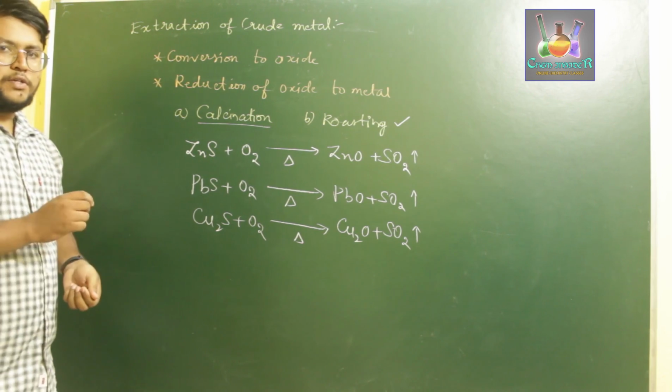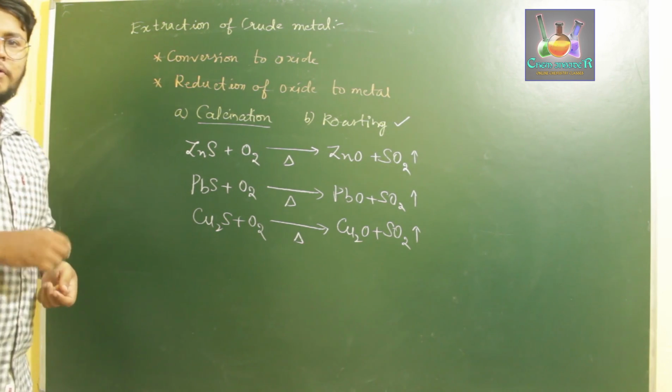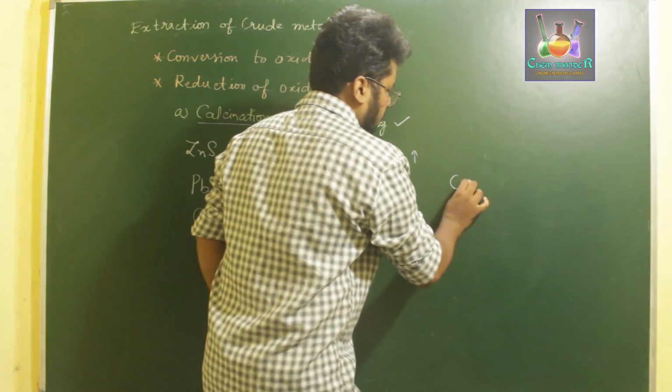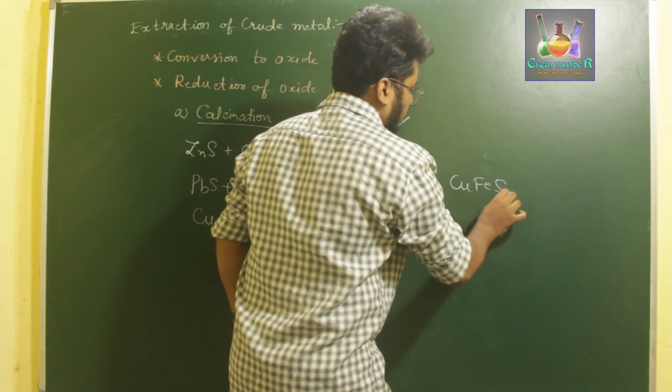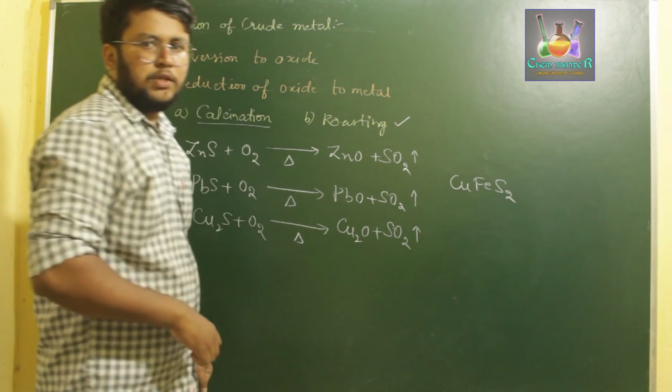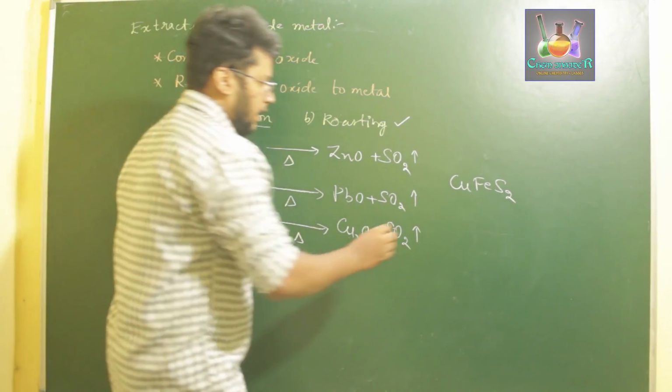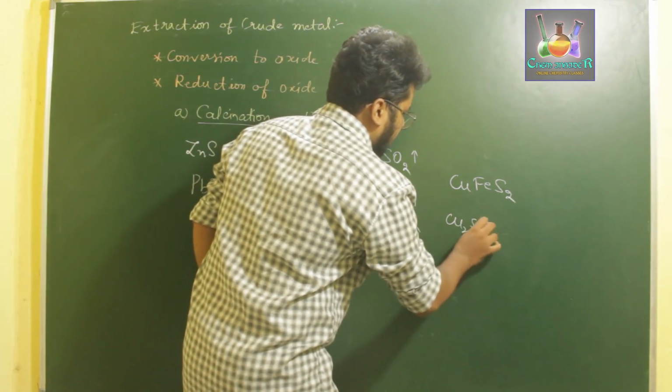Next, in case of roasting, we have a metal ore of copper, copper pyrite, which has the composition CuFeS2. This copper pyrite CuFeS2 has components Cu2S and FeS.